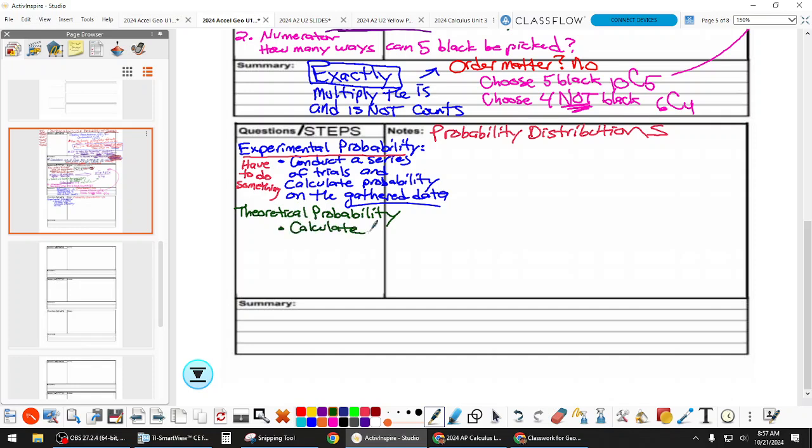With theoretical, you calculate the probability solely based on the given conditions or variables. What have we done mostly in this class? Or in this unit, I mean?